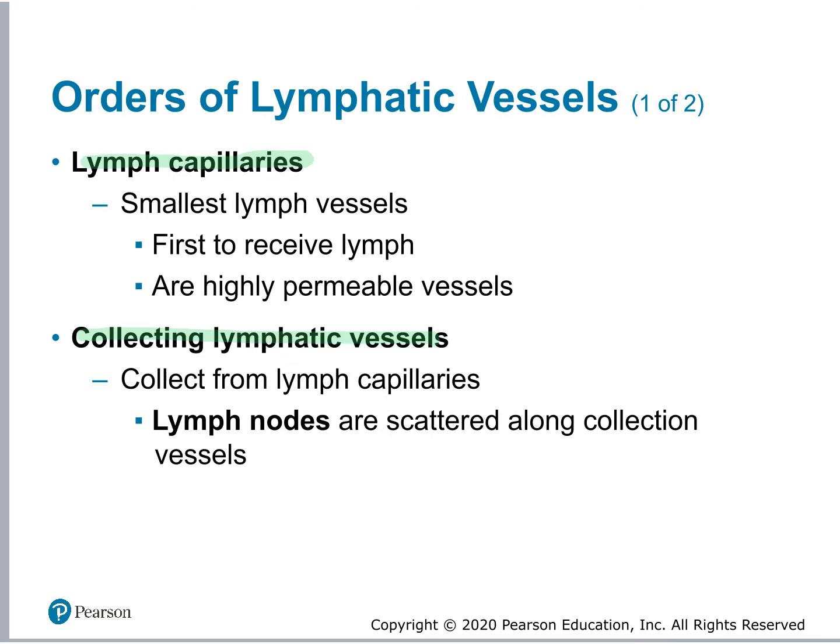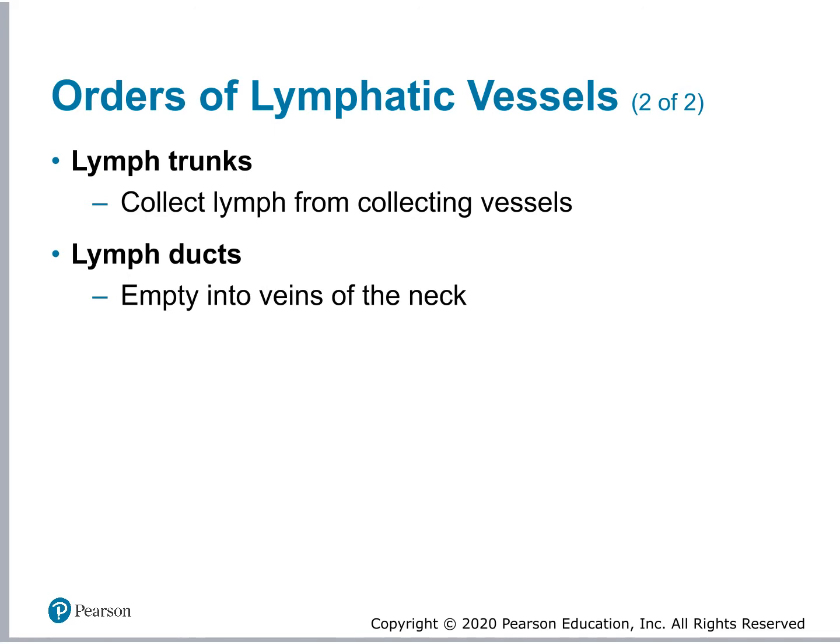And this is where we start to see some lymph nodes. You may have heard the term lymph node before. Lymph nodes are kidney bean-shaped structures, and they have germinal centers inside the lymph node, and they're full of T cells and B cells, and they help clean the lymph as it passes through the lymph node. We'll go over the anatomy of the lymph node later. And then the collecting lymph vessels, whenever they converge, they form larger lymph trunks. And then the lymph trunks will converge and form the largest vessels of the lymphatic system, or the lymph ducts.